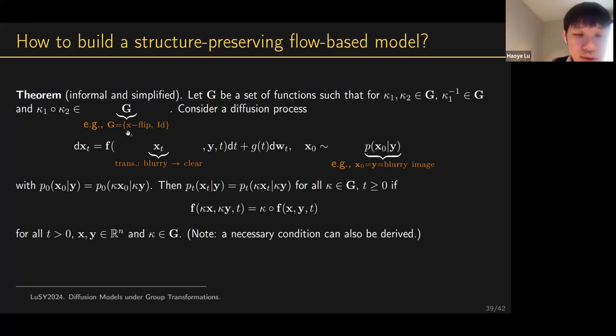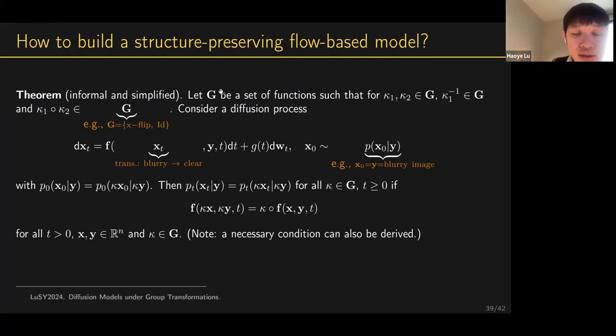A simple example of this kind of group is a group consisting of two operations. One is X-flip and the other is the identity function. In this case, the identity has the inverse identity, X-flip has the inverse X-flip, and we can easily show that these requirements are automatically satisfied.